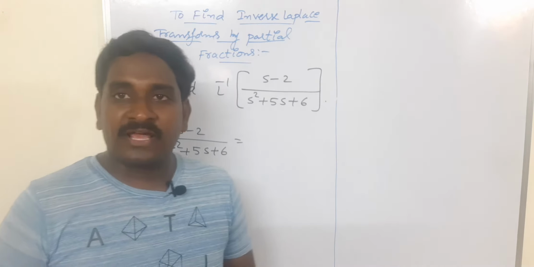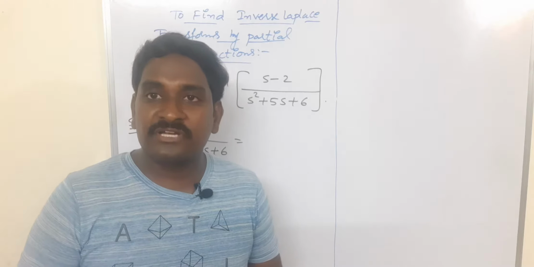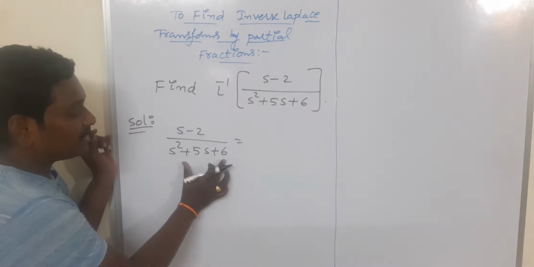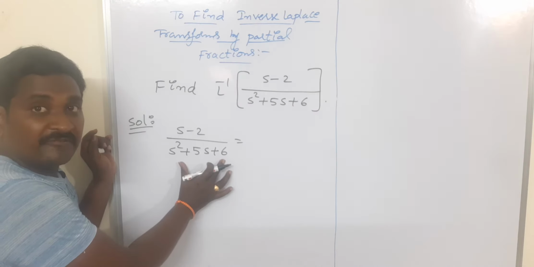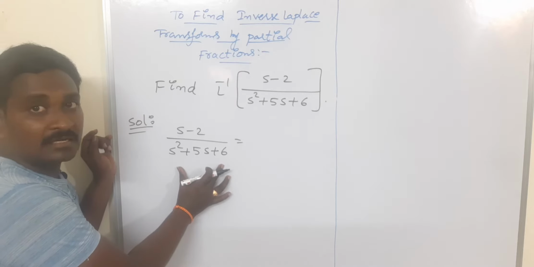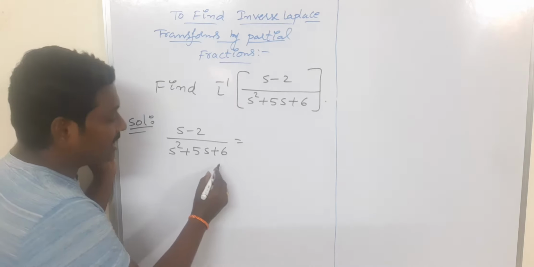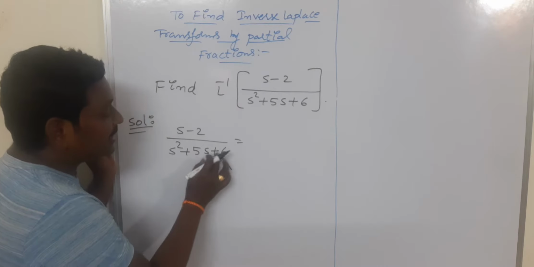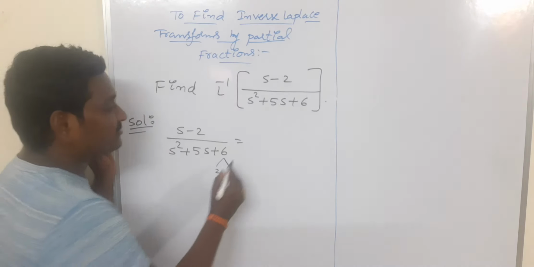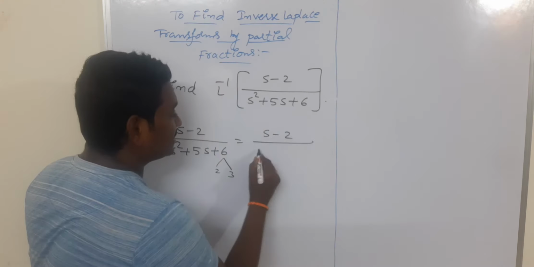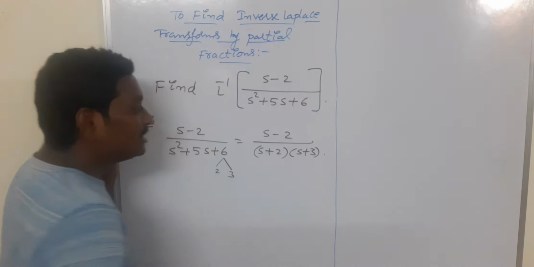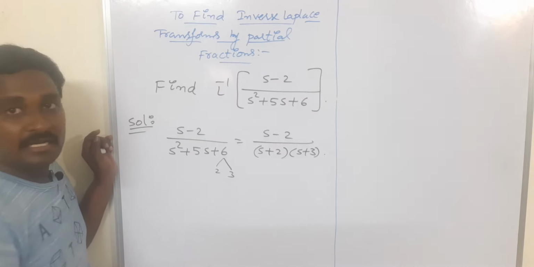For finding partial fractions, we should observe the structure of the denominator. What is the structure of the denominator here? s square plus 5s plus 6, which is a quadratic factor. First, we observe whether it has linear factors or not. Clearly, it has linear factors because the factors of 6 are 2 and 3. 2 times 3 is 6, 2 plus 3 is 5. That's why the denominator can be written as (s plus 2) into (s plus 3). These are the two different linear factors of the denominator.